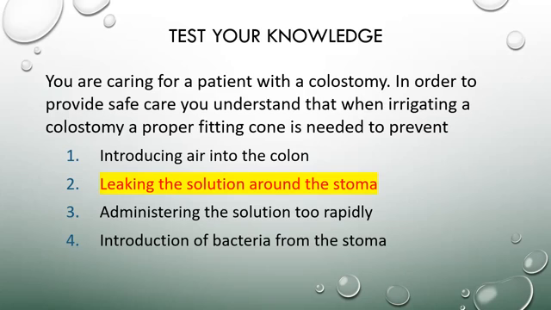So when we talk about irrigating, basically what that means is you're shooting liquid from a syringe, not like a shot syringe, but a bigger syringe. We'll learn how to irrigate wounds and things in lab. But when you're irrigating, just think of it like you're using a syringe to shoot water at something to rinse it off. Okay, that's what it is. So we want to make sure that we get a proper fitting cone for patients with colostomy to prevent leakage of that solution around the stoma.